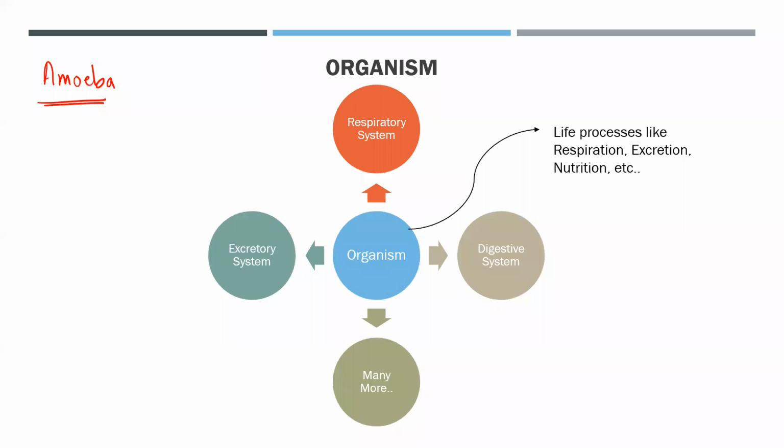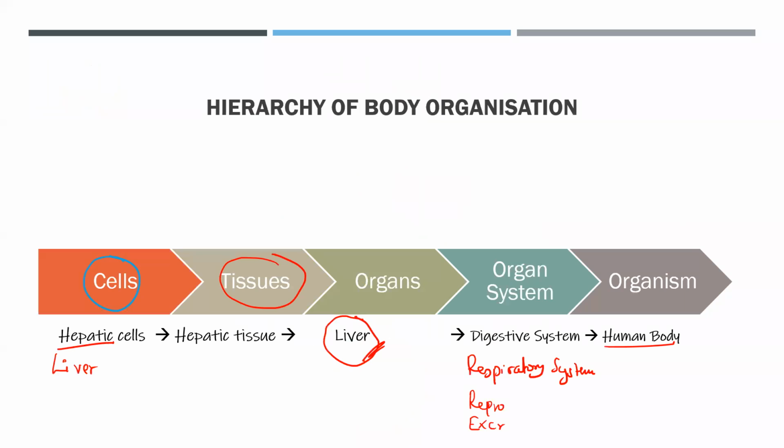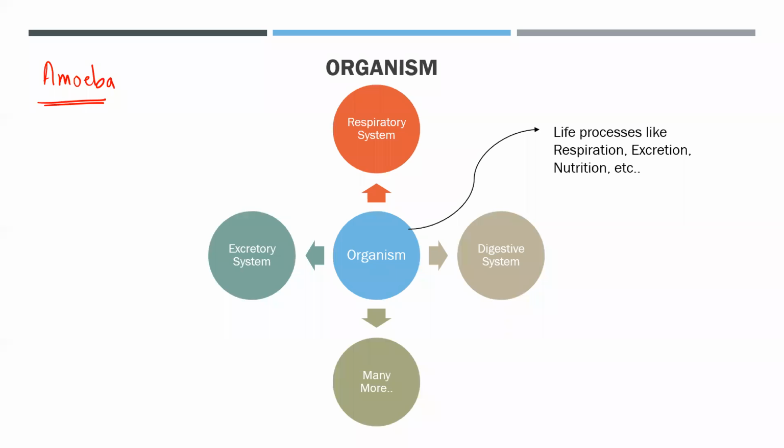So if it is composed of one single cell, that means there should be no tissues, there should be no organs, and there will be no organ system, right? But still, we are calling amoeba an organism. Why is that? Because an organism basically should perform all the functions like respiration, excretion, nutrition. Okay, these processes, these functions are basically called life processes.